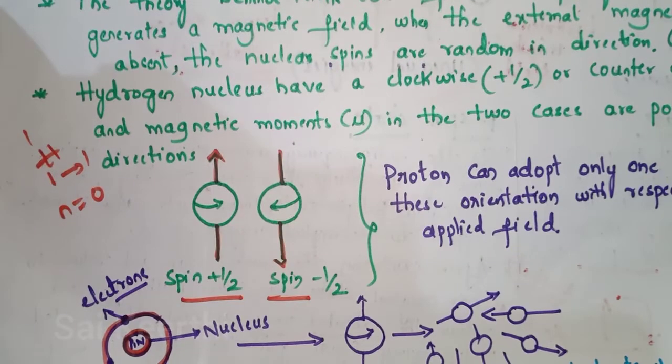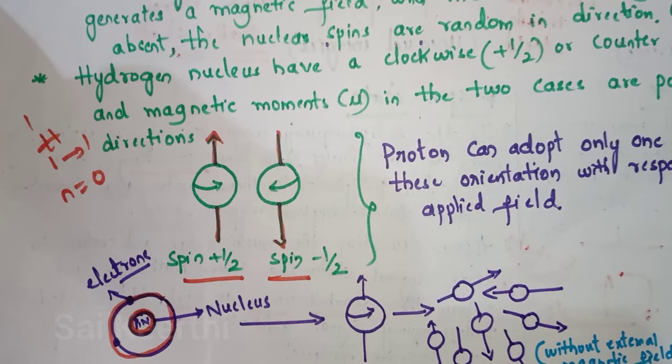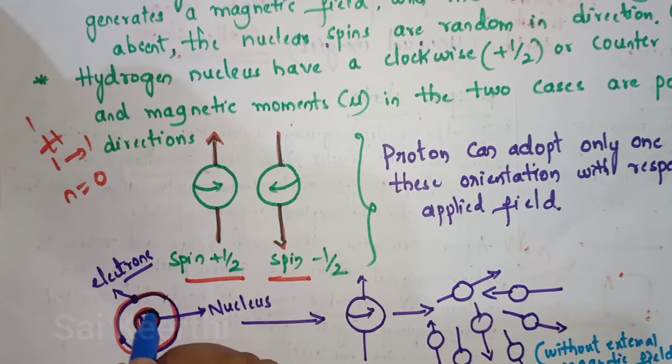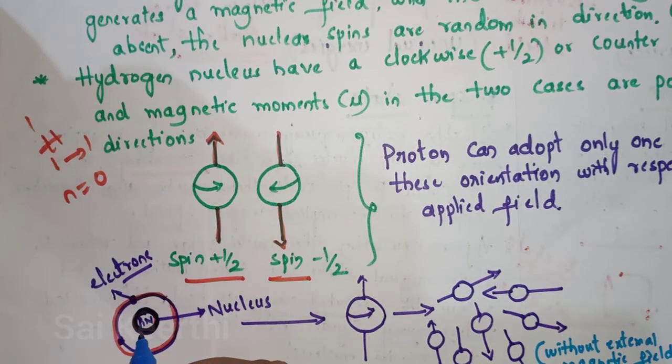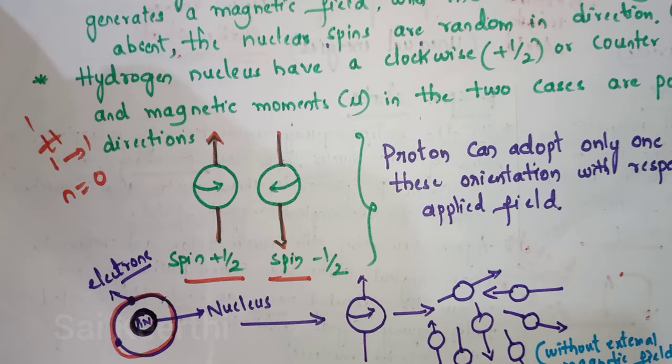Now, let us have some idea about this principle of NMR. See here, consider it as an atom. In the nucleus, we will have protons plus neutrons. It is called the nucleus. This atomic nucleus has a property called spin. That means nuclei behave as if they are spinning. They behave like spinning bar magnets, and this spinning generates a magnetic field.